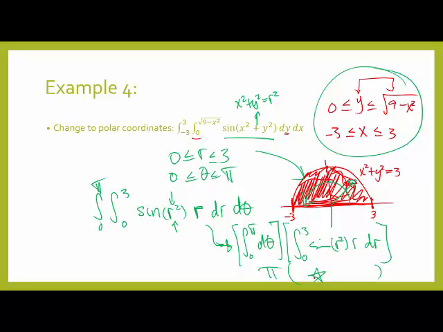Okay? So that makes polar coordinates really easy to work with. Any questions?